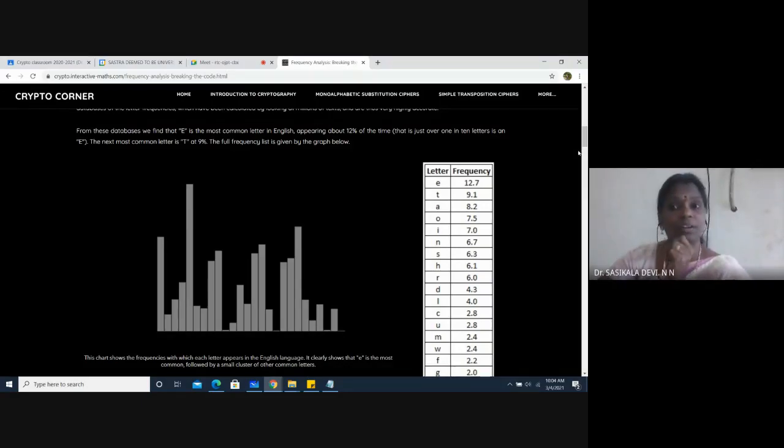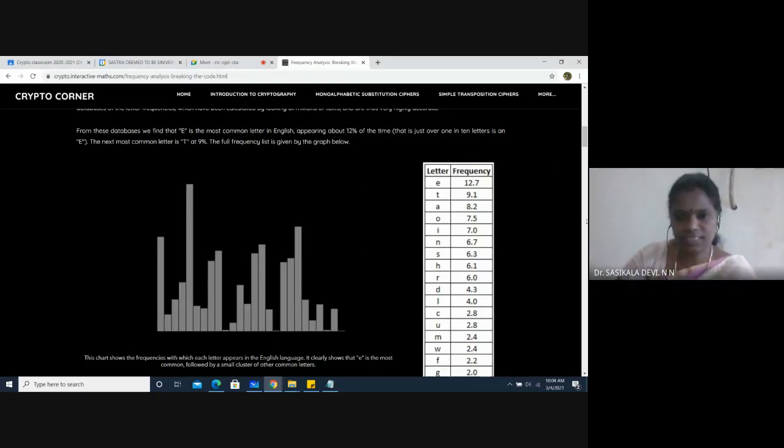Some common trigrams are also available. THE is a very common trigram, ONE is a common trigram, and AND is a common trigram. In a similar manner, we have four-letter sets, five-letter sets, and so on. Just by solving the pseudo jumble in the sentence, you have to solve this.